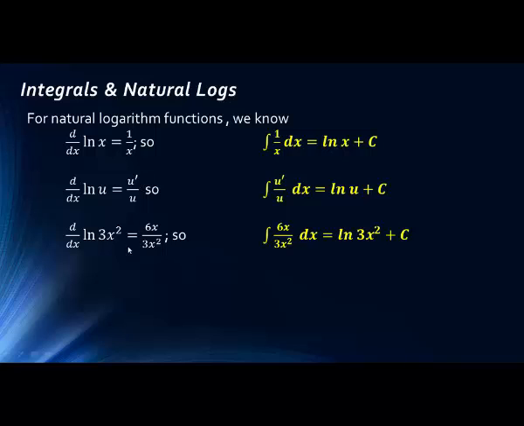Let's look at an example. So the derivative of the natural log of 3x squared is first the derivative of the outer. The derivative of any natural log is 1 over the argument. So I get 1 over 3x squared. The 3x squared is in the denominator. Times the derivative of this argument. The derivative of 3x squared is 6x. So I get 6x over 3x squared. So notice here I have the integral of 6x over 3x squared dx is going to go back and be the natural log of 3x squared plus c.